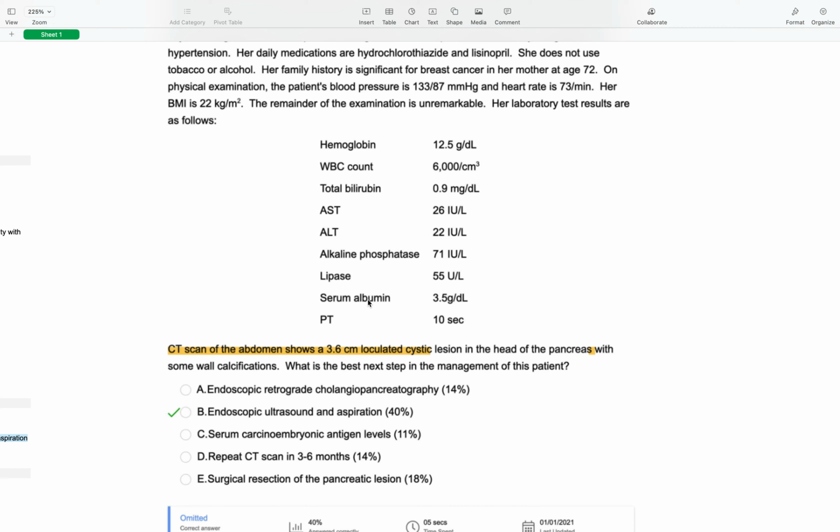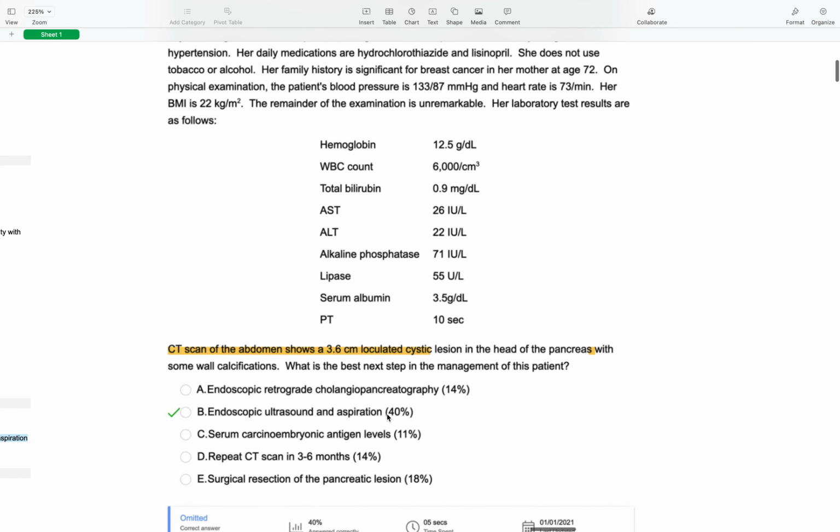You see the lipase is normal or near normal. Alkaline phosphatase, not very significant. CT scan, however, shows a loculated cystic lesion in the head of the pancreas with some wall calcification. So what is the best next step in the management of this patient? Yes, you would do an endoscopic ultrasound and aspiration.